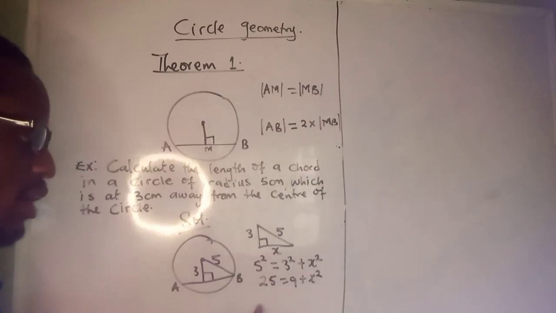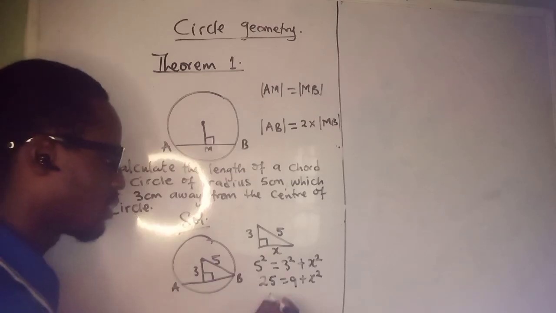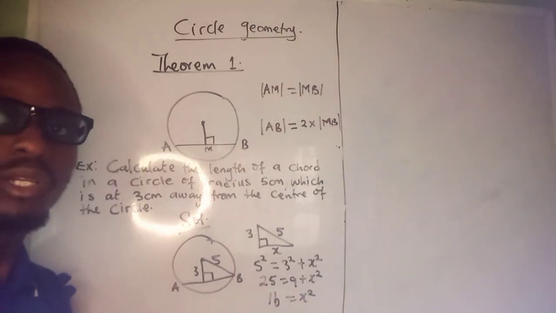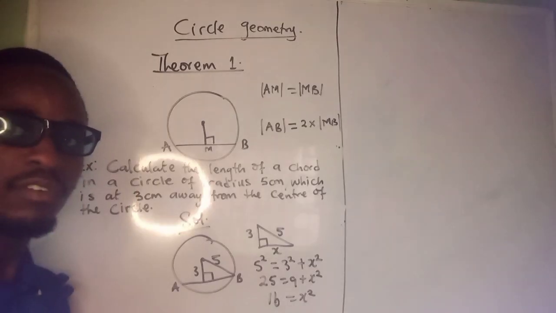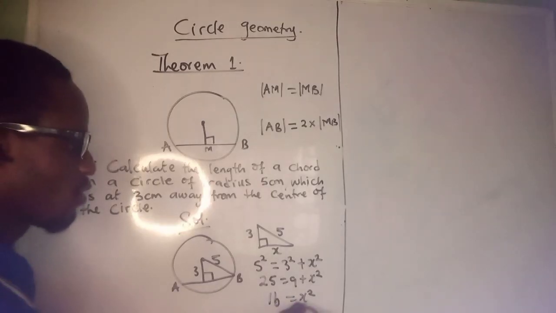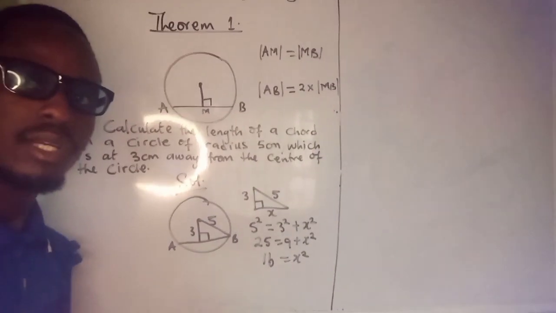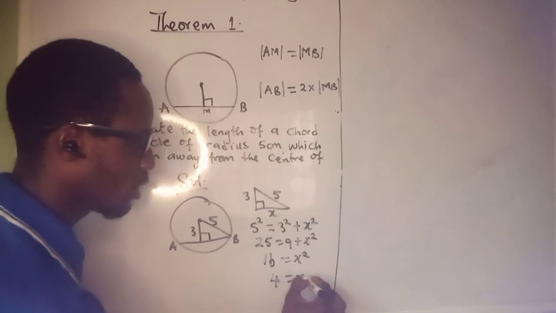Bringing 9 here, you have 25 minus 9. So that gives us 16 equals x squared. We are actually looking for x, not x squared. So we take the square root of both sides. The square root of both sides is going to give us 4 equals x.